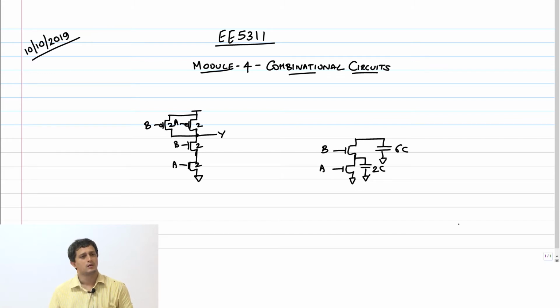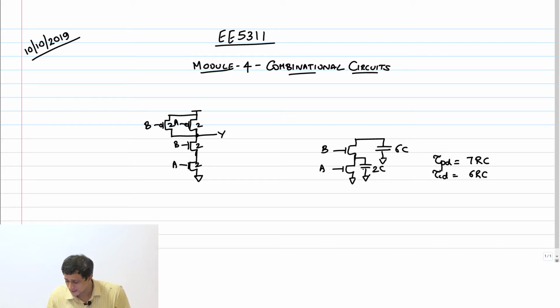Right? So we had studied this earlier, the propagation delay and the contamination delay. We said that the propagation delay, PD, was 7 times RC, whereas the contamination delay was 6 RC. And the reason for that is this intermediate capacitance here has already been discharged, right? Therefore, if I now need to only discharge the top capacitor, the 6C capacitor, that's going to be a little faster than discharging both these transistors together.